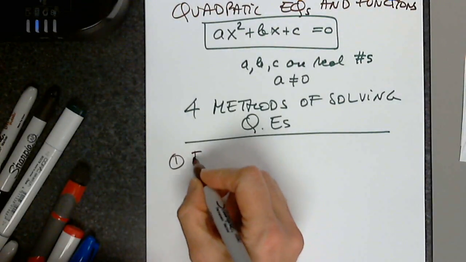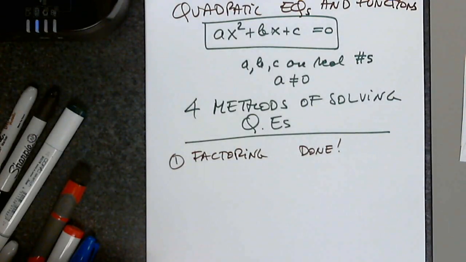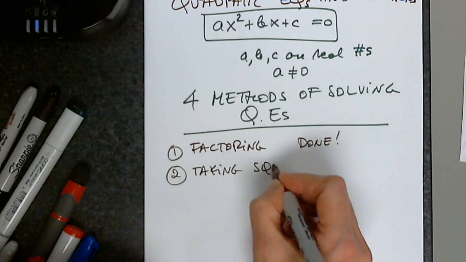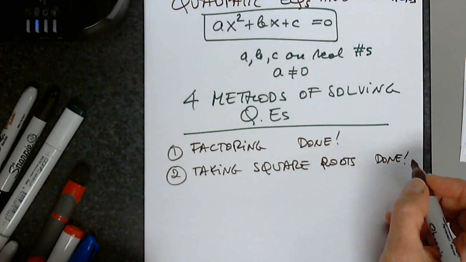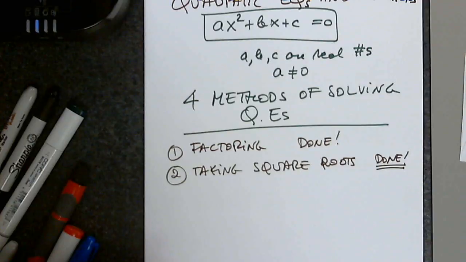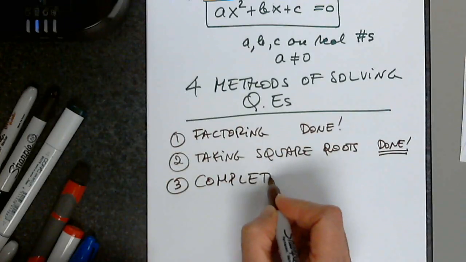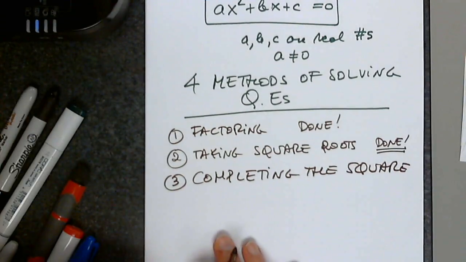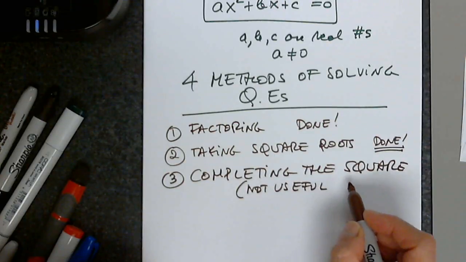So the first method is factoring. I'm done with that. And I hope you are too. Number 2, taking square roots. I'm going to write done because we had examples in chapter 4 and today, but I will start with a few examples today. Number 3, completing the square. Not useful. This is the one I was talking about. Not useful here.